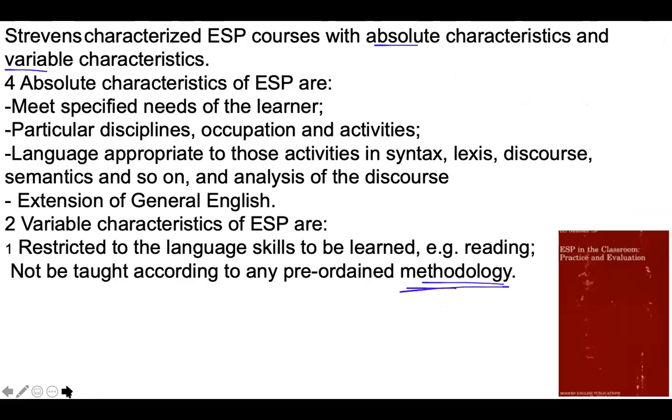And then we had Strevens. He further elaborated on what ESP involves, and that it has the need to meet the needs of the learners, and we have to have a particular vocation or occupation, and that has to be language appropriate. And the variables are that it be restricted to the language skills, and that there's no one set of methodology.